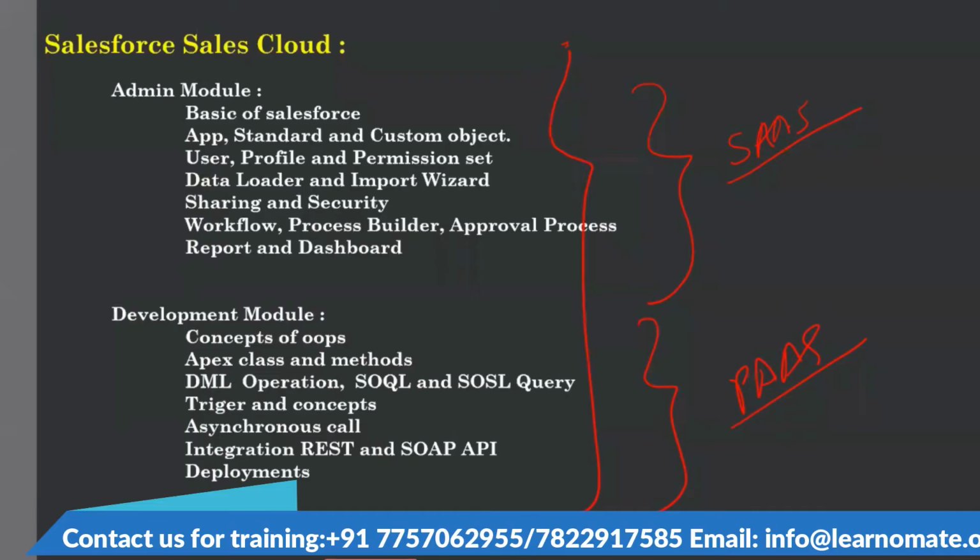And in the development part, as per your requirement, we need to develop something. So we need to write the coding over there, and it's simply coding. There are only a few things over there: Apex classes, DML operations, triggers, asynchronous calls, which are the same types of Apex classes, and the last one is the integration. So we need to integrate one org with another org. So this is the basic syllabus of the Sales Cloud.